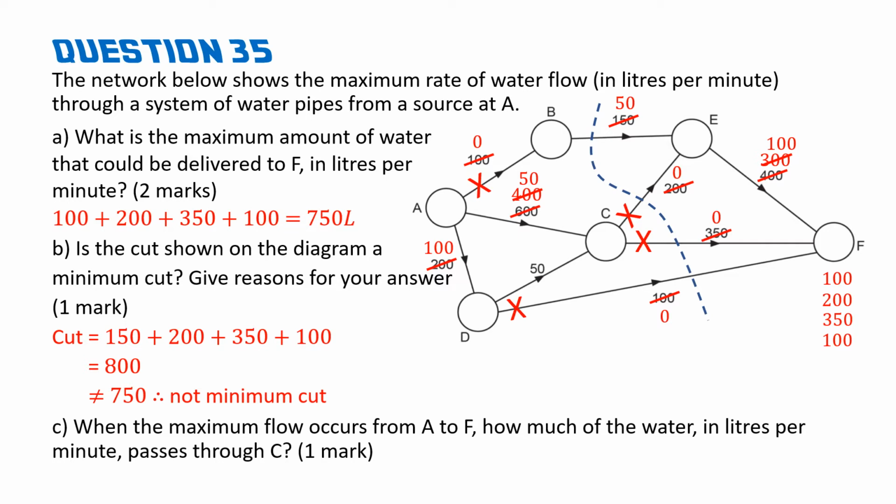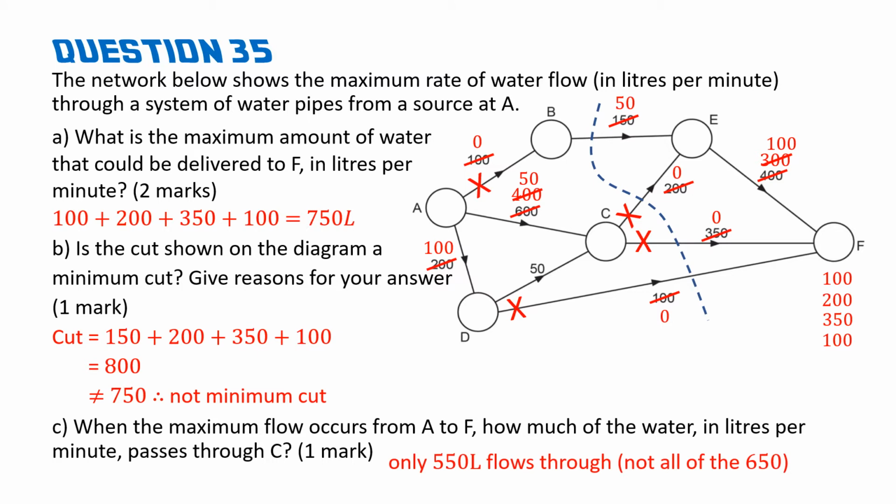Part C, when the maximum flow occurs from A to F, how much water in litres per minute passes through C? All right, well, we know that we've got 600 coming in from A and we've got 50 coming in from D. So 650 is coming into C, but the question says how much passes through it. So even though 650 can come in, we can't get 650 out the other side. How much can we get out the other side? Well, it's going to be 350 plus 200.